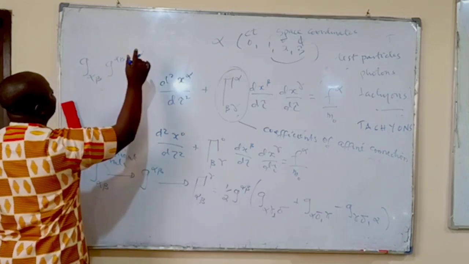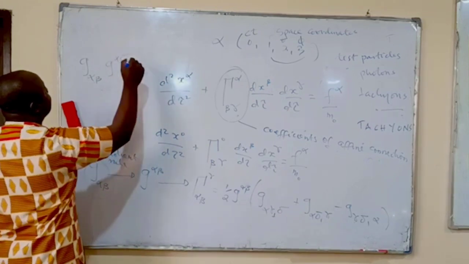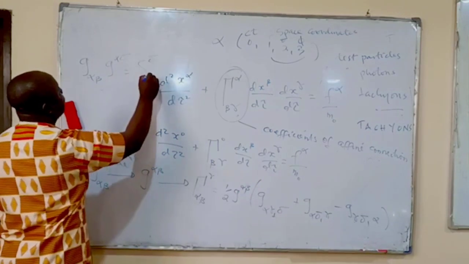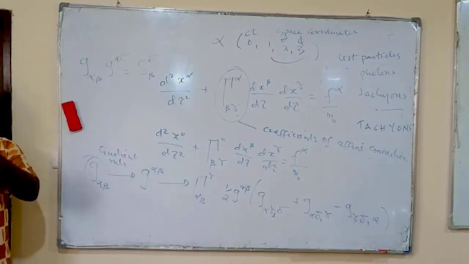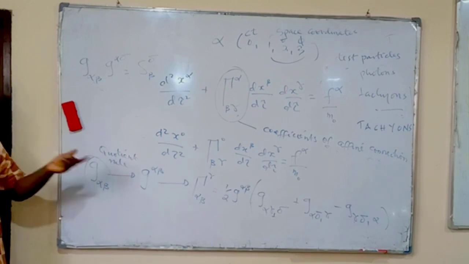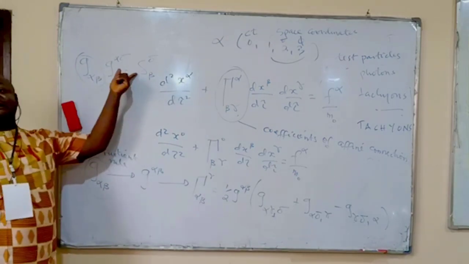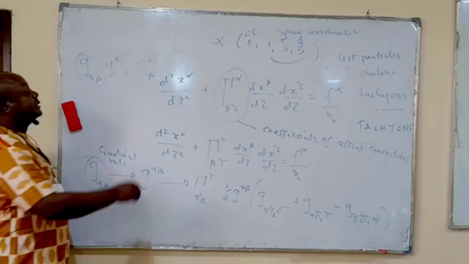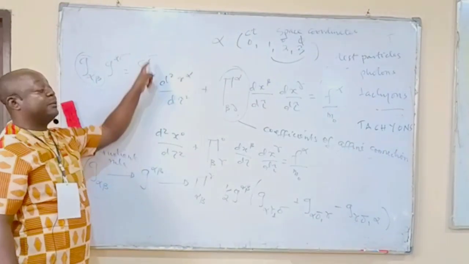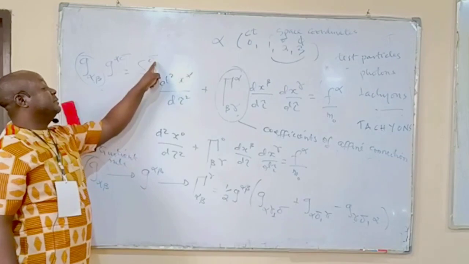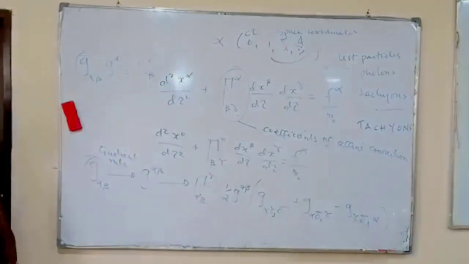Okay, this is our quotient rule. So if you have this, this is the Kronecker delta function, which takes either 0 or 1, depending on whether this is equal to that. So if this is equal to that, it takes 1. If this is different from that, it takes 0.